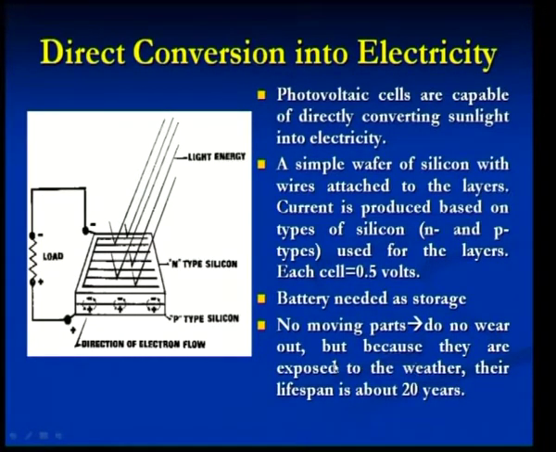Hence, there is no wear out, but because they are exposed to the weather, their lifespan can be less. For example, it can be about 20 years. Later, we have to think whether we have to change the solar cells, panels and arrays in order to gain back the actual performance of the photovoltaic cell.